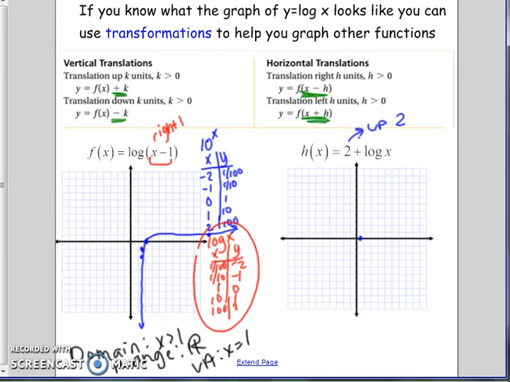And the next point would be 1/10, -1. And now I'm moving that up 2. So that becomes about that point. And then I have 1, 0. So 1, 0 would be here. But now I'm moving it up 2. So it's here. And then I have 10, 1, which would be here. But now I'm moving it up 2. So it's here. So then we're just going to fill this in.